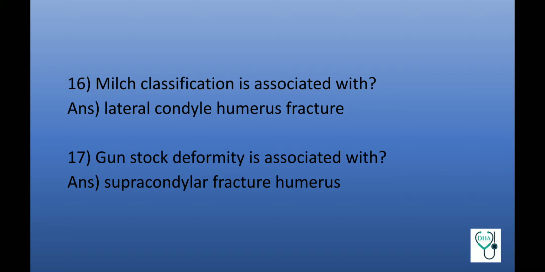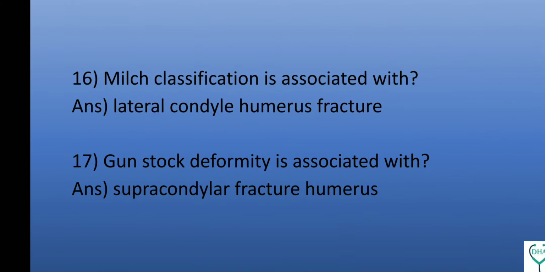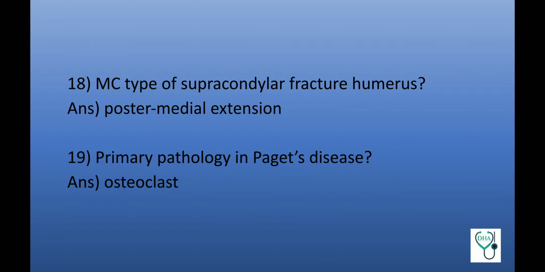Gunstock deformity is associated with supracondylar fracture humerus. There is a characteristic image of gunstock deformity which I have included at the end of the video. Most common type of supracondylar fracture humerus: posterior medial extension type.